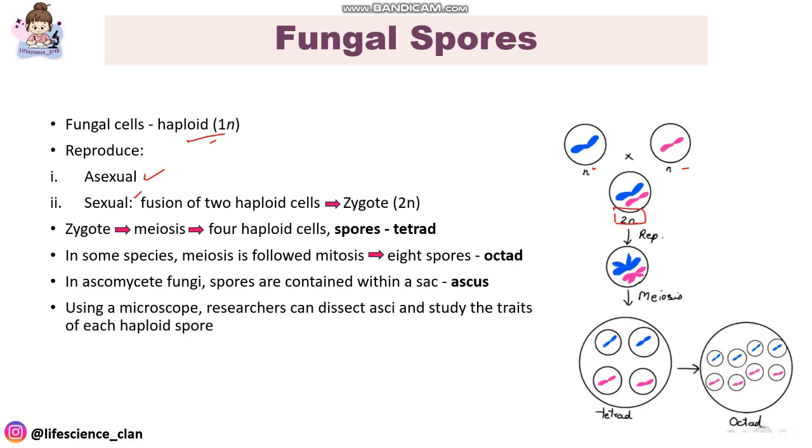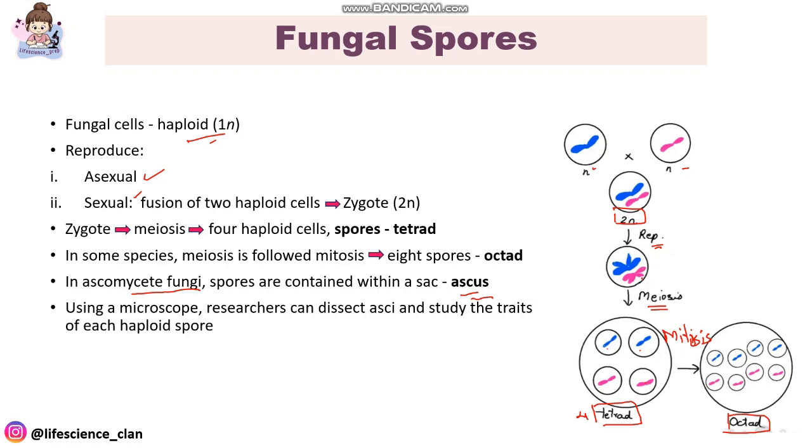This will further replicate to give us chromosomes. These chromosomes will then undergo meiosis to give us 4 haploid spores. That is why we call it a tetrad. This is enclosed in a sac called an ascus and this is seen especially in ascomycete fungi. This tetrad may further undergo mitosis and give us 8 haploid spores, and this is called an octad.